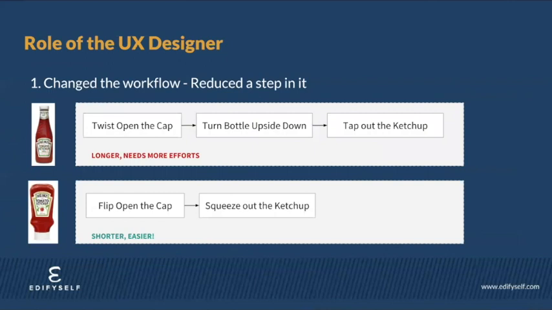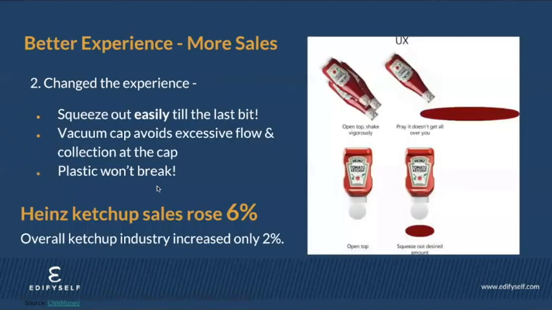So what the user experience designer did over here is change the workflows. The first workflow of the original bottle was that you take the bottle, twist open the cap, turn it upside down, and then tap out the ketchup. With the new design, you just have to flip open the cap and squeeze out the ketchup. You don't have to turn it upside down. You don't have to keep tapping so that the ketchup comes out. So this workflow is shorter and much easier. So it's a better workflow, a better experience.